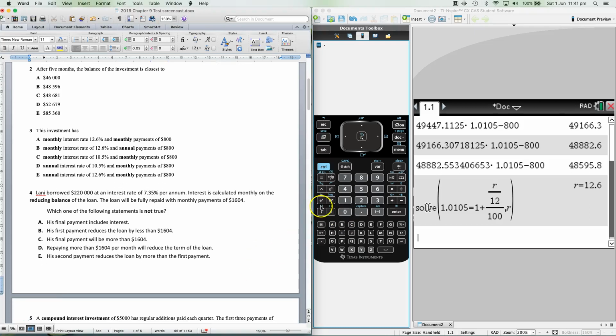Okay, so now we're going to look at question 4. Lani borrowed $220,000 at the interest rate of 7.35% per annum. Interest is calculated monthly on the reducing balance of the loan. The loan will be fully repaid with monthly payments of $1,604, and we have to say which of the following statements is not true.